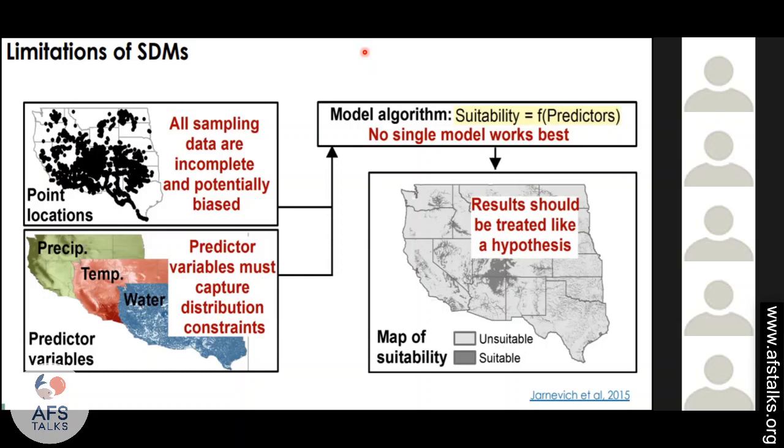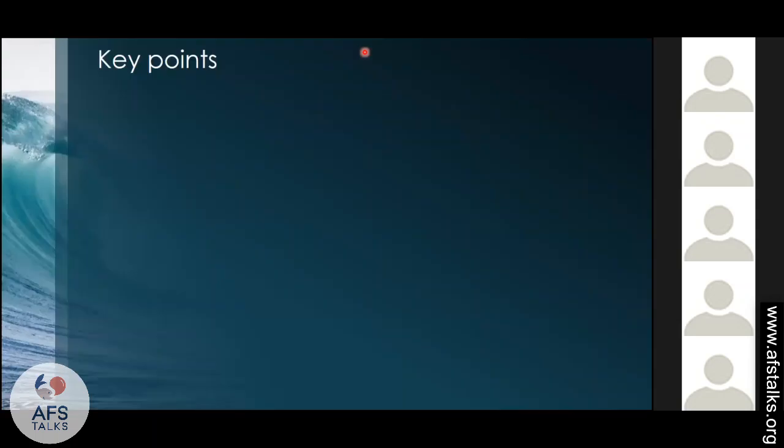And the most important thing is we should treat our result as a hypothesis, and we should validate our data before saying that the species I modeled will be there in these areas. It might be there in these areas, because those habitats will be environmentally suitable for that species. And these are the key points.